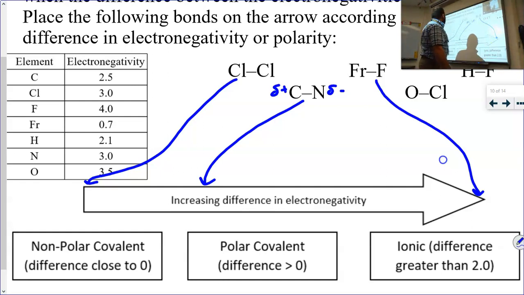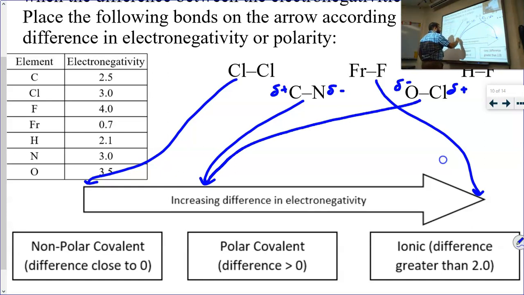Next, oxygen and chlorine. Oxygen's electronegativity is 3.5, and chlorine's electronegativity is 3.0. We have a difference. Oxygen is more electronegative than chlorine. This would give us a partial negative over here and a partial positive over here, and this is going to be a polar covalent bond.